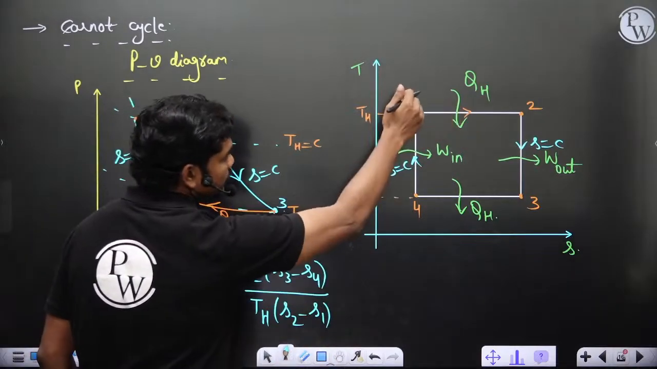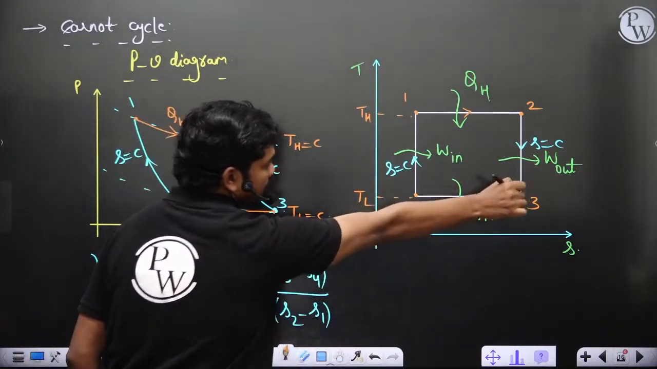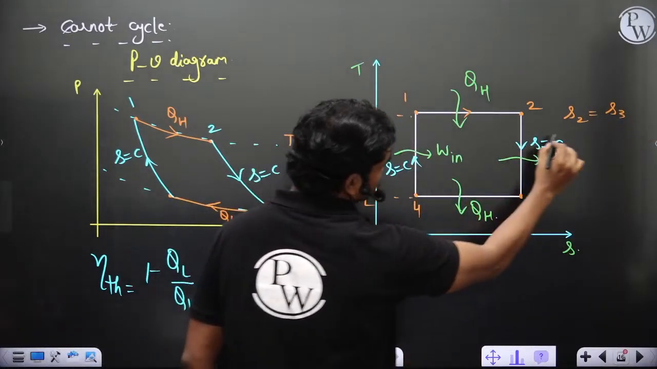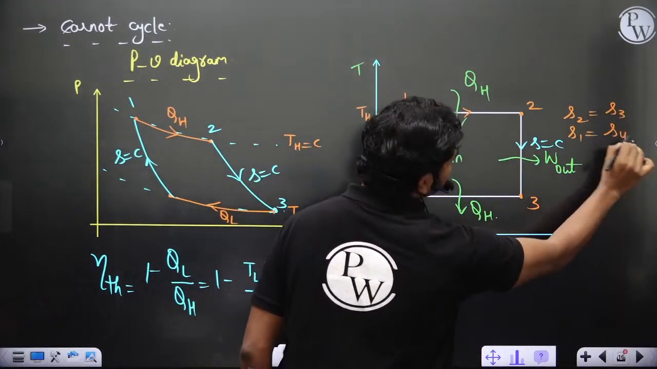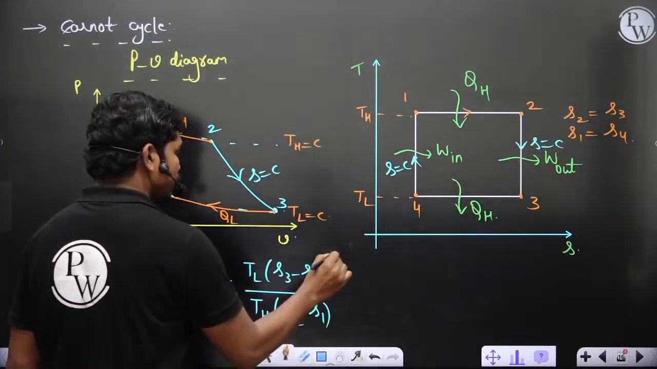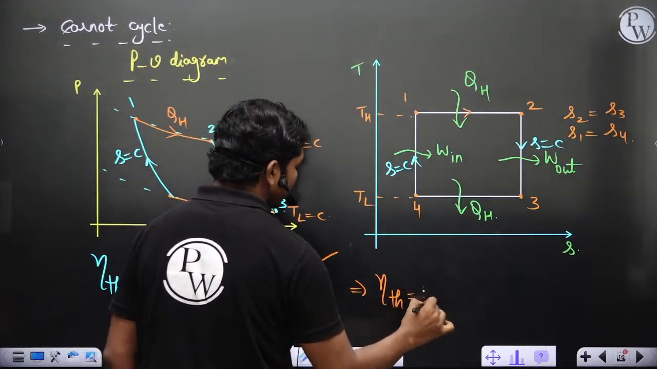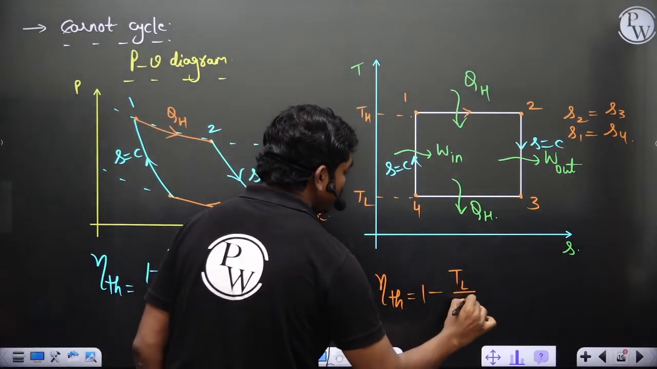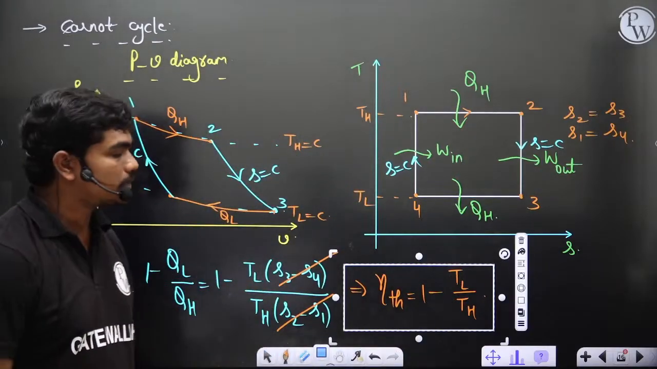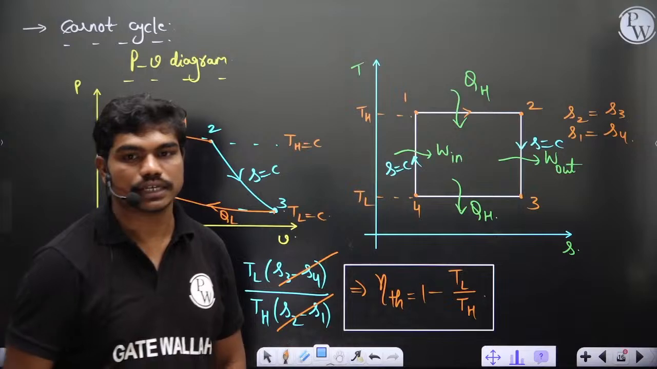Since S2 minus S1 is the same as S3 minus S4, the reason is this is isentropic expansion, so S2 is the same as S3, and this is isentropic compression, so S1 is the same as S4. So S3 minus S4 is the same as S2 minus S1. Then these two things get cancelled. The thermal efficiency of this cycle is 1 minus TL upon TH. Clear? That's how we can generate the expression for thermal efficiency of a Carnot cycle, which we generally use in all the calculations across the cycles.